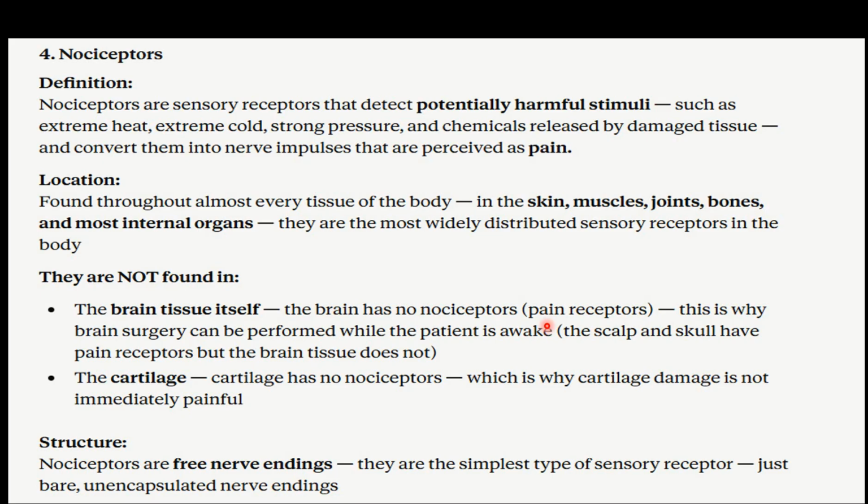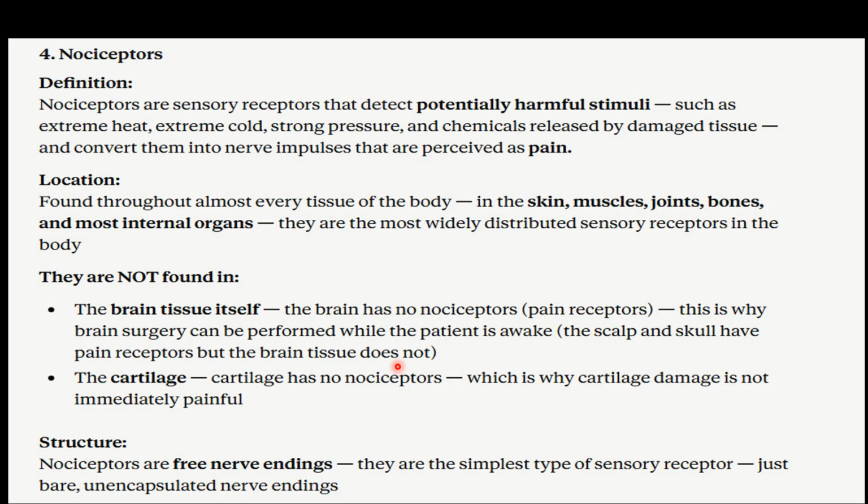Now a few things need to be understood, like there are a few places where nociceptors are not present. The first is the brain tissue itself. The brain has no nociceptors or pain receptors. This is why brain surgery can be performed while the patient is awake. You might have heard this in the news, right? Brain surgery is performed when the patient is awake. Why? Because the brain does not have nociceptors. The scalp and the skull have pain receptors, but the brain tissue does not.